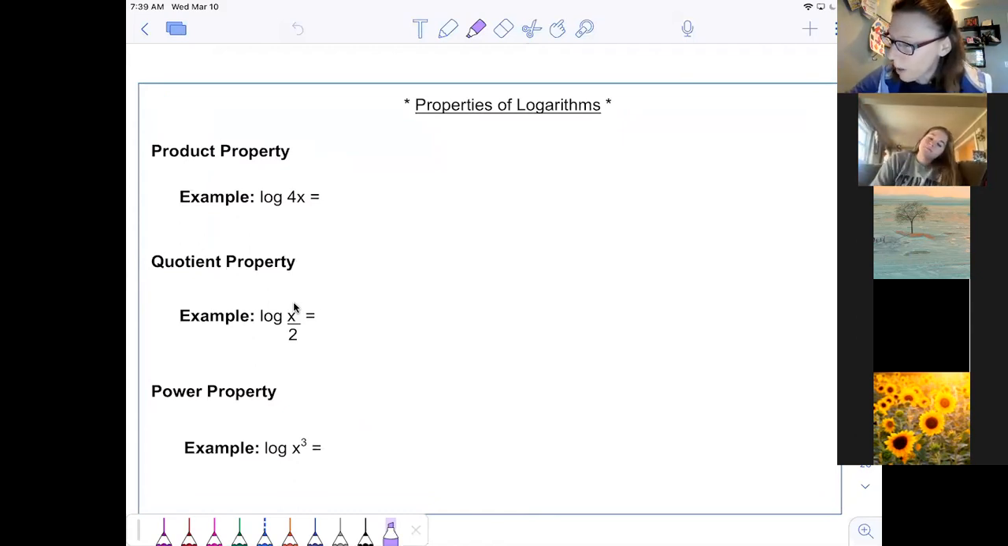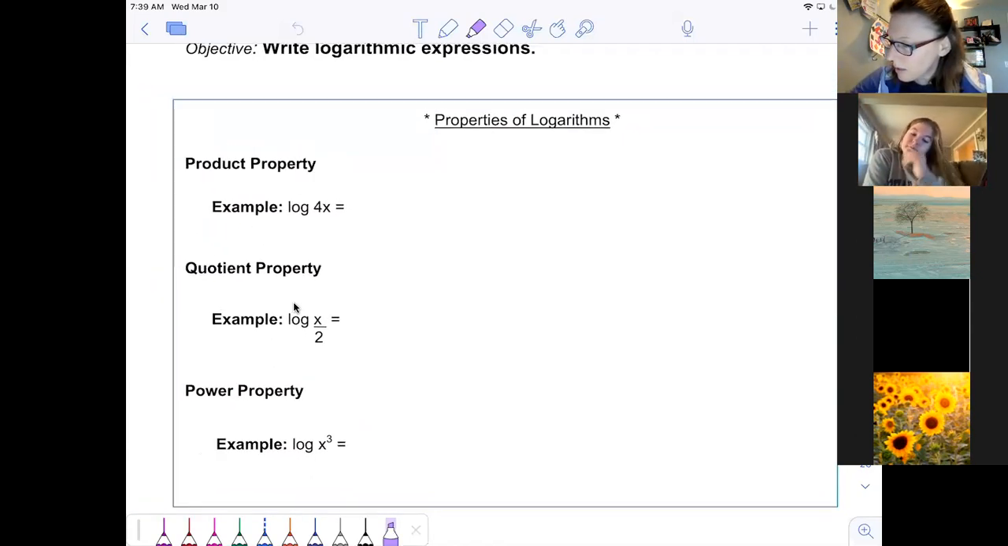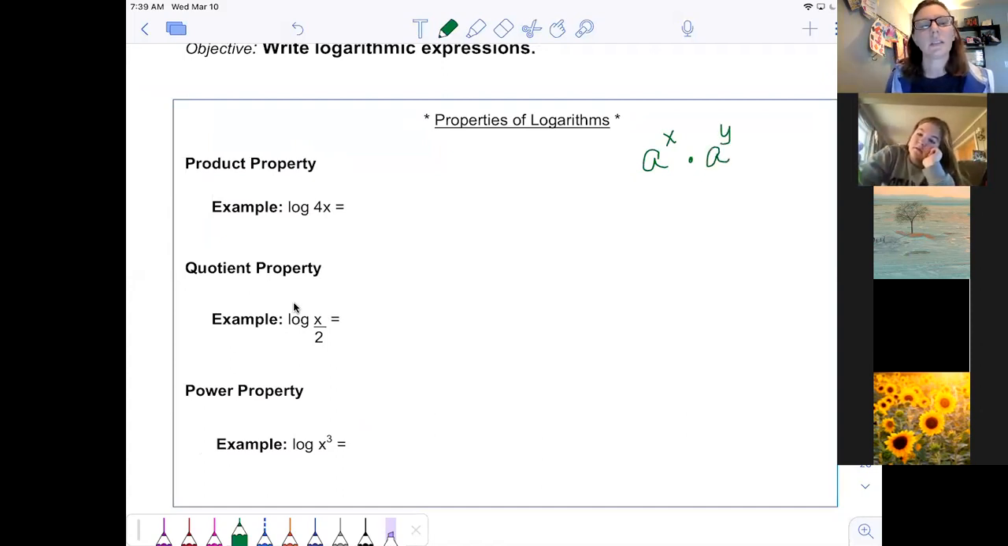So the exponent property would say a to the x times a to the y. That's product. When you add them, you combine your exponents. That's the product property for exponents. So if I have a to the x times a to the y, that's equal to a to the x plus y. So that's the exponential property.